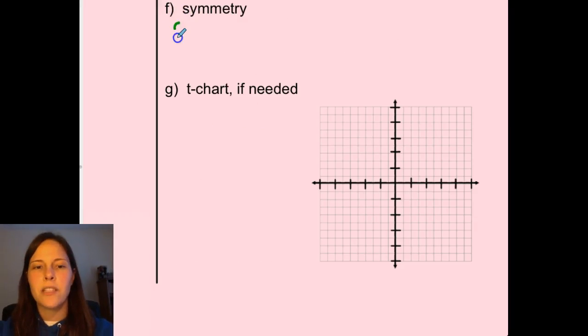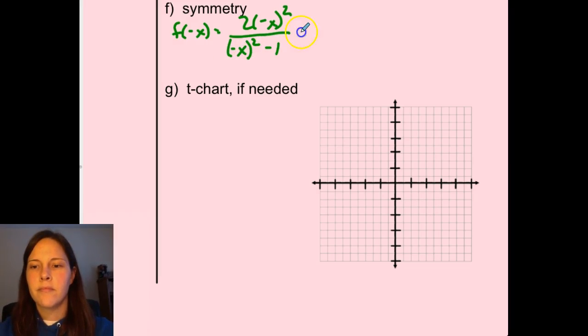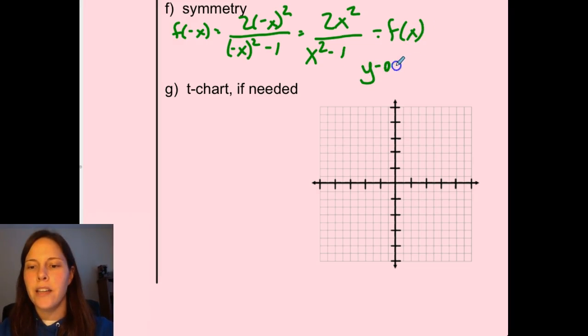And finally, symmetry, substituting negative x into the function and seeing what happens. Because both of those x's were squared, that negative sign cancels. We get back the same function that we started with. So that means this is an even function or has y-axis symmetry. So any point that we plot on one side of the y-axis, we can reflect over to the other side as well.